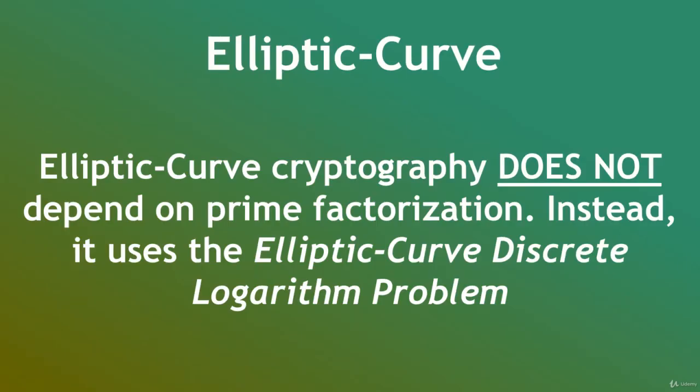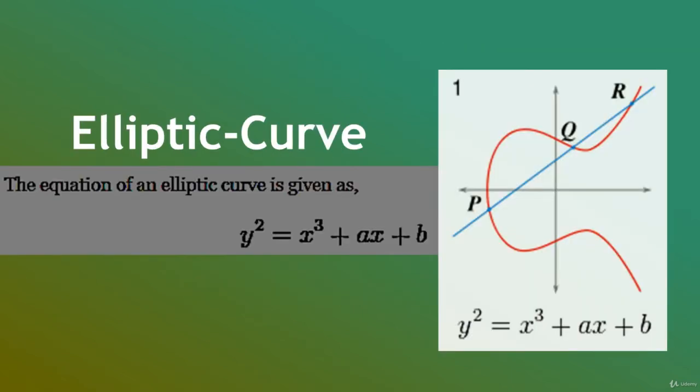Enter into the equation elliptic curve cryptography. Elliptic curve cryptography does not depend on prime factorization. Instead, it uses the elliptic curve discrete logarithmic problem. Elliptic curve cryptography is a public encryption technique based on elliptic curve theory that can be used to create faster, smaller, and more efficient cryptographic keys. Elliptic curve cryptography generates keys through the properties of the elliptic curve equation instead of the traditional method of generation as the product of very large prime numbers.